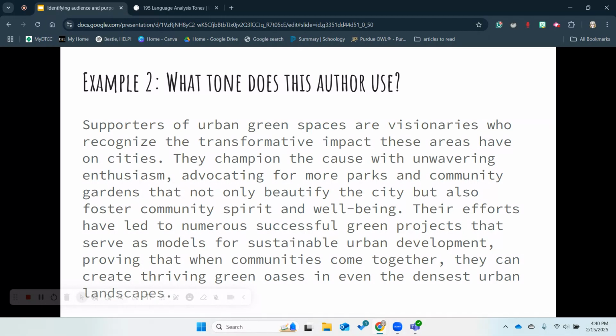All right, so again, I was pointing out there positive outcomes, beneficial change, role models. All these benefits it's pointing out, that's where I hear that optimism, looking to the future and sounding very hopeful about what these supporters of urban green spaces are doing for the future. Also, visionaries, that word just kind of has that future feel to it. So that's where I hear that optimism.